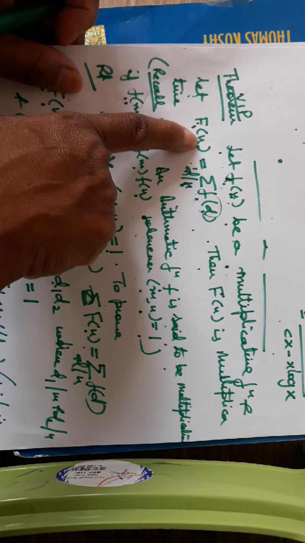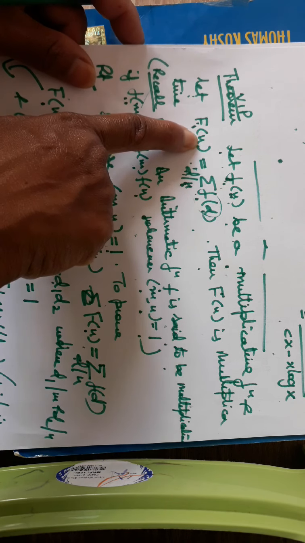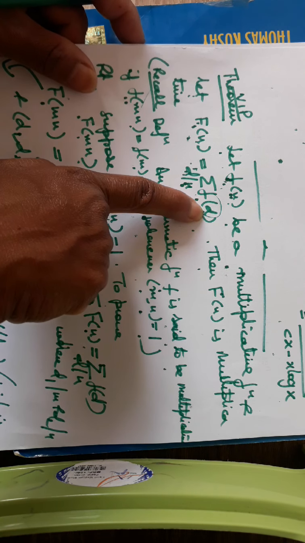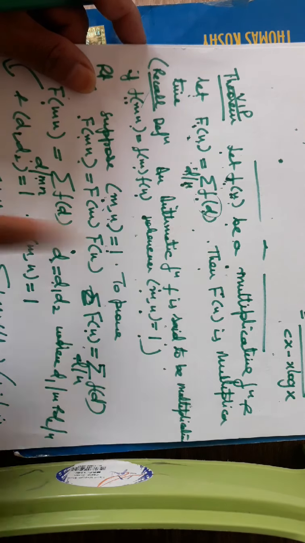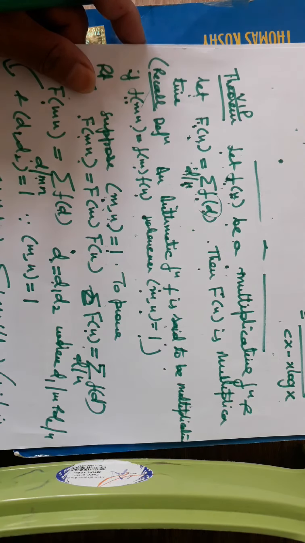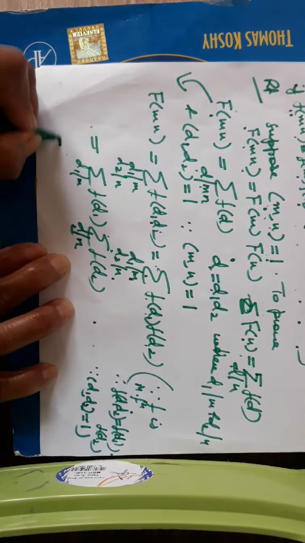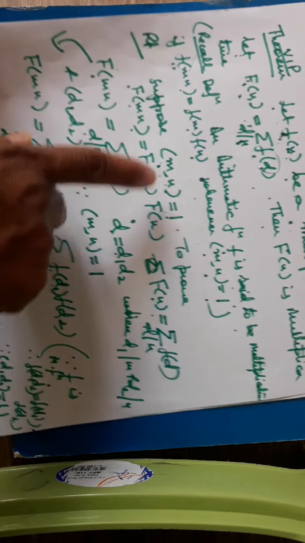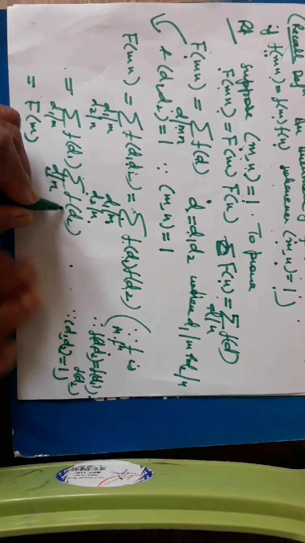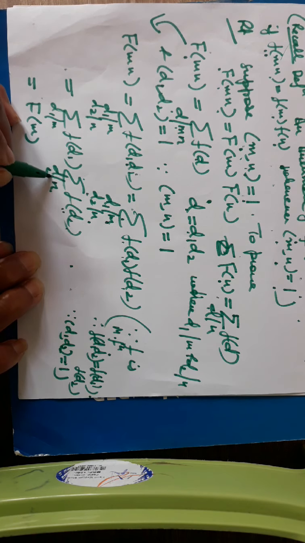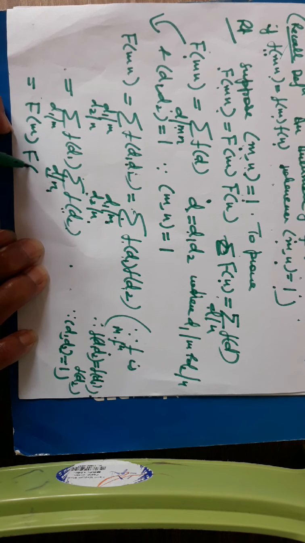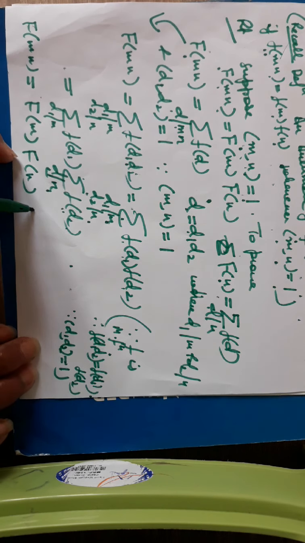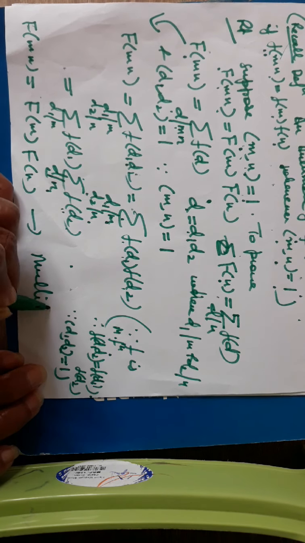Now if I replace n here by m, what is F(m)? It is equal to the summation of f(d1), where d1 runs over the divisors of m. This is the same as capital F(m), using this definition. And this one, the summation of f(d2), where d2 runs over the divisors of n, is nothing but capital F(n). So this implies that capital F is a multiplicative function.